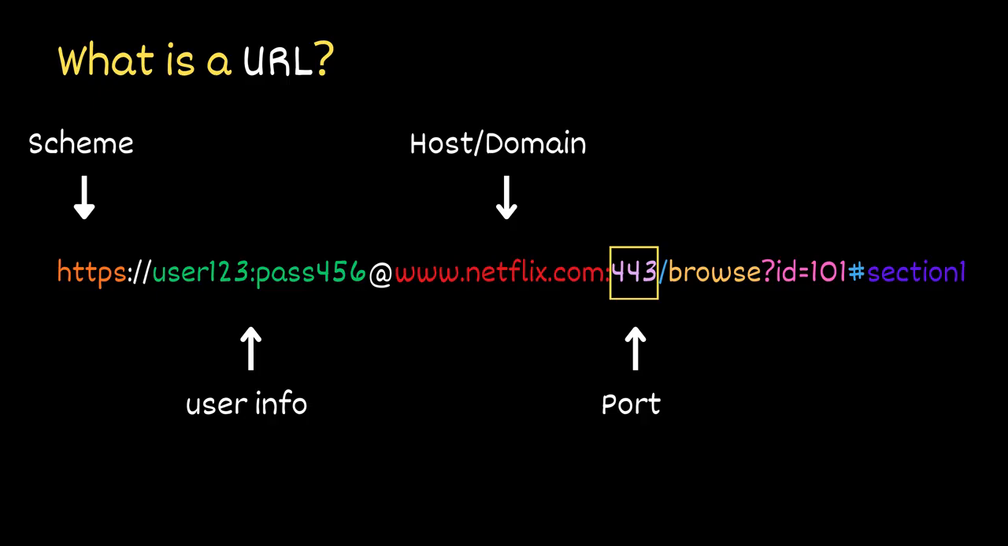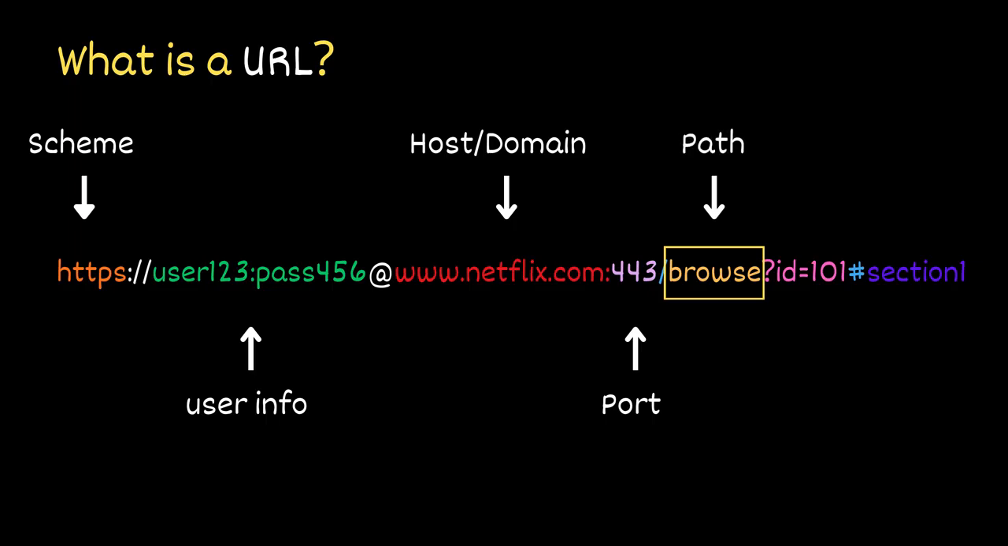Common ports are 80 for HTTP, or 443 for HTTPS. Netflix, being secure, uses port 443. After entering through the correct door, that is, the port, the browser needs to know what specific content it should ask for on the server. That's where the path comes in.